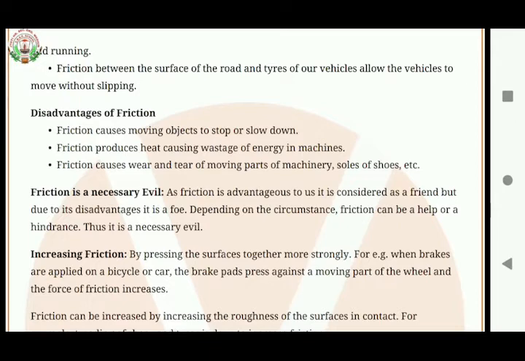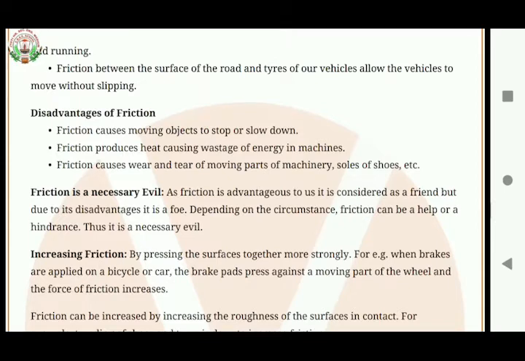Increasing friction. How can we increase the friction? We can increase the friction by pressing the surfaces together more strongly. If two surfaces are in contact tightly, then the friction will be more. For example, when brakes are applied on a bicycle or a car, the brake pads press against a moving part of the wheel, and the force of friction increases.